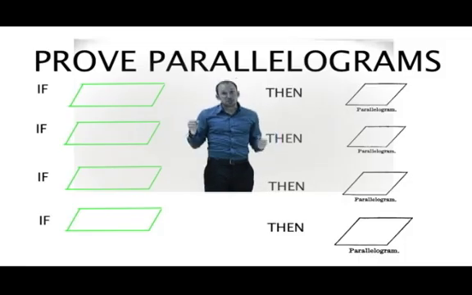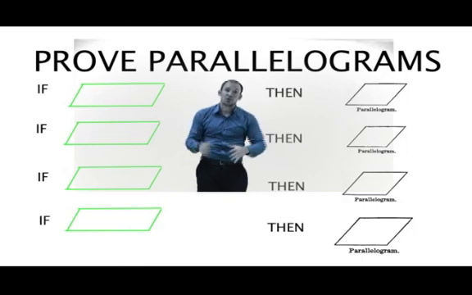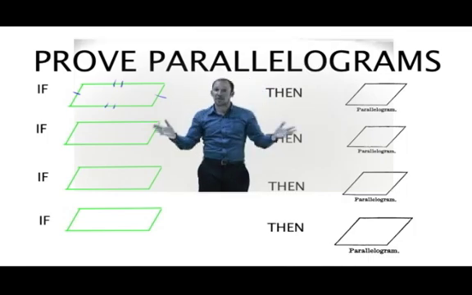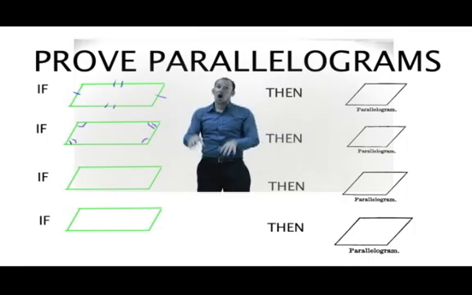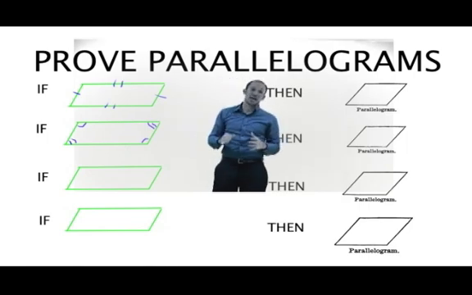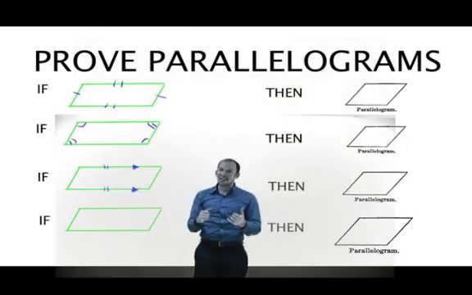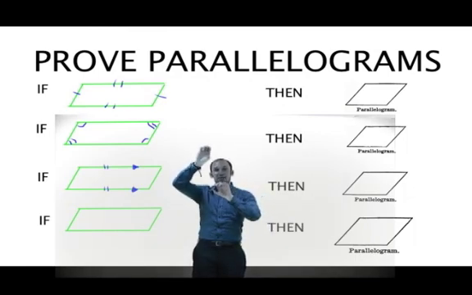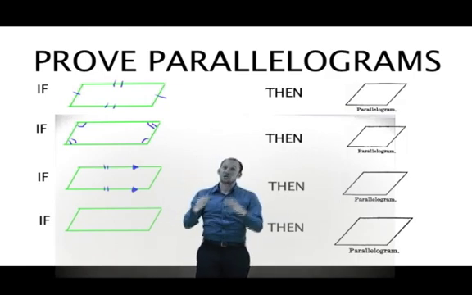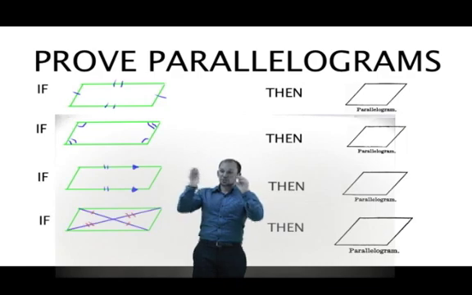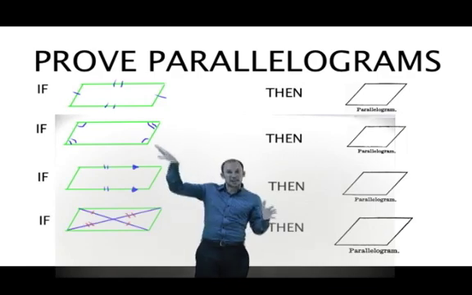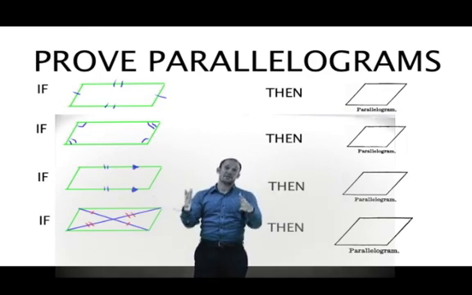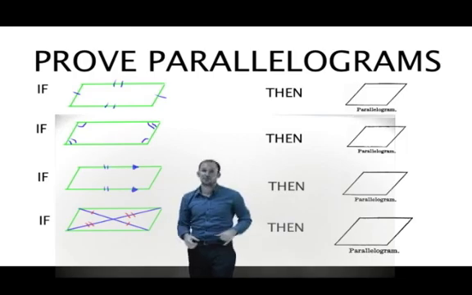Now, if we put it all in reverse, if we want to prove that things are parallelograms, we can say if opposite sides are congruent, then we have a parallelogram. If opposite angles are congruent, then we have a parallelogram. If we have two opposite sides that are congruent and parallel, then we have a parallelogram. Also, lastly, if we have two diagonals that bisect each other and they create two segments that are congruent, then we have a parallelogram. And that's how you prove parallelograms.